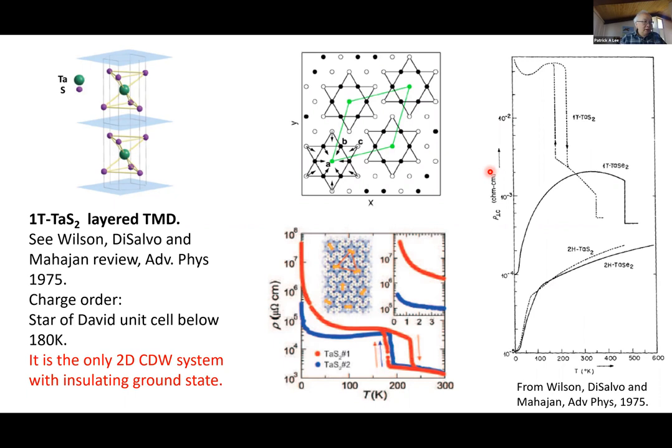Okay, so nowadays you have much better transport data, right? So you can see that the resistivity goes up by several orders of magnitude. So it is really an insulator.